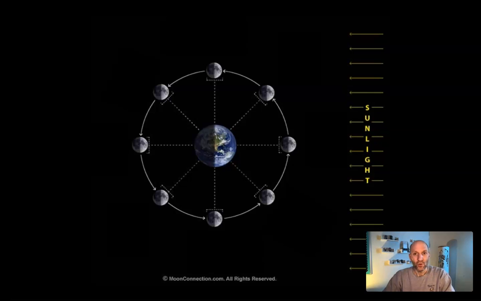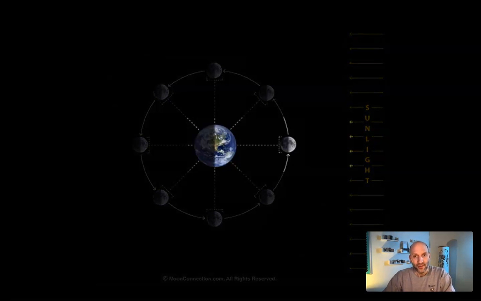So let's start with the moon positioned all the way to the right. If you were standing on the surface of Earth, looking up at the moon, you would only be able to see the dark half of the moon. The entire moon would appear to be in shadow. We call that phase the new moon.